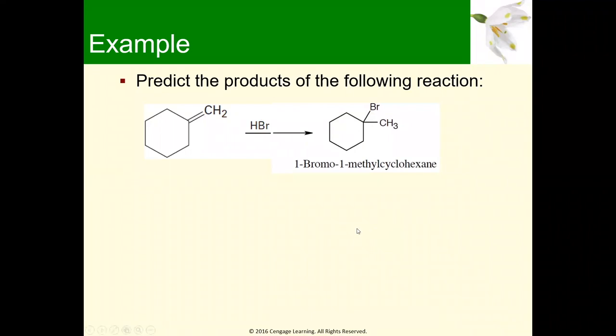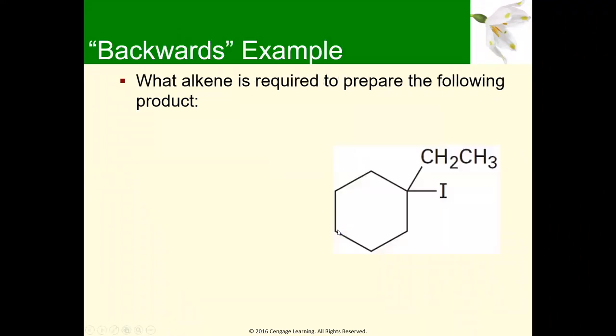All right, so that's one type of question that's possible. The other type of question is a reverse engineering kind of a situation where you walk it backwards. So this is an example of a backwards Markovnikov problem. So we know the product. We want to go backwards and predict which alkene is required to prepare the following product. And sometimes there's more than one, and that's the situation here.